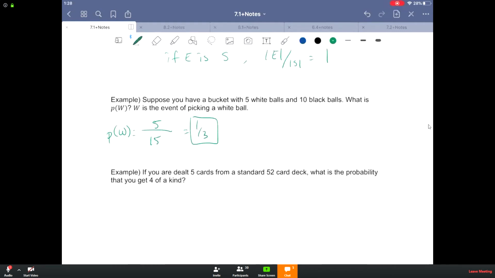All right. So you get dealt 5 cards from your 52 card deck. Okay, what is the probability that you get 4 of a kind? So 4 of a kind means that 4 out of the 5 cards are going to be the same number, right? So you can get 4 jacks. All right, so you get the diamond one, the heart one, the club one, and the spade one. Okay, what is the probability that that happens?